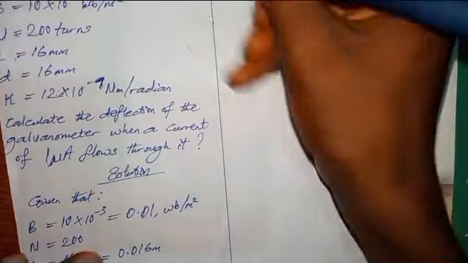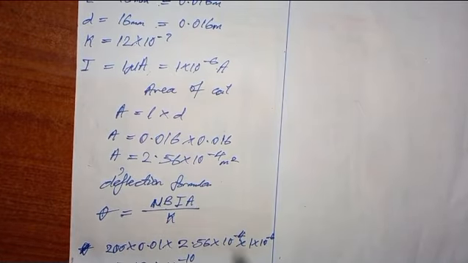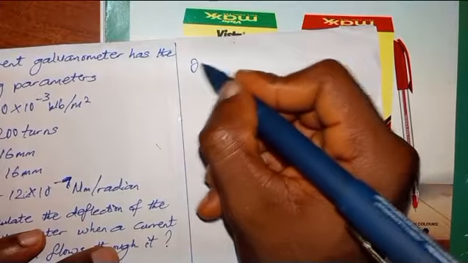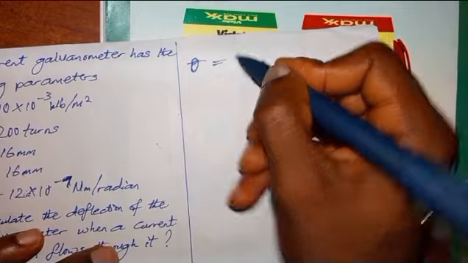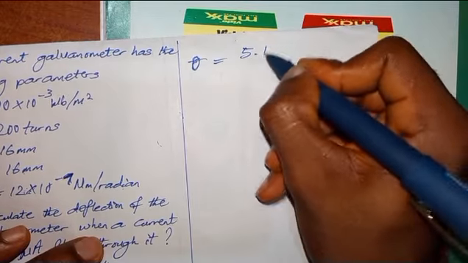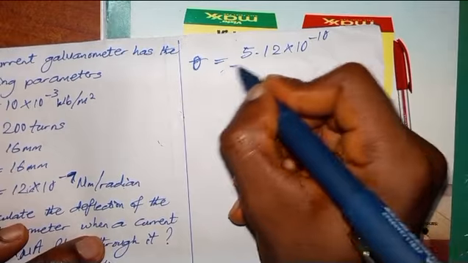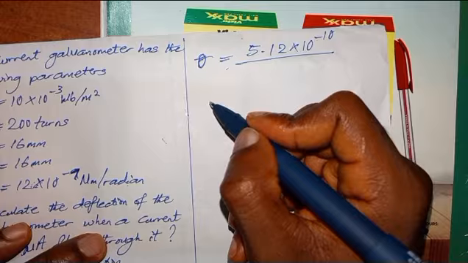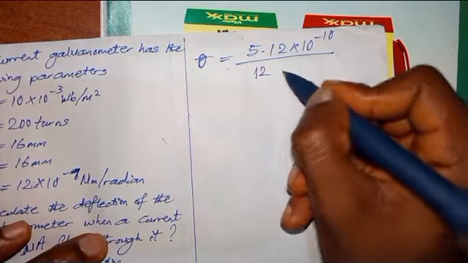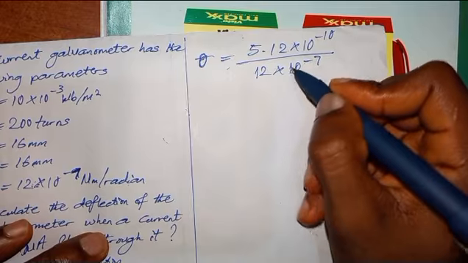So bringing it to the formula, I just solved for the numerator. So the theta here will be equal to 5.12 times 10 raised to power minus 10, all divided by the constant, which is K. K was given to be 12 times 10 raised to power minus 7.